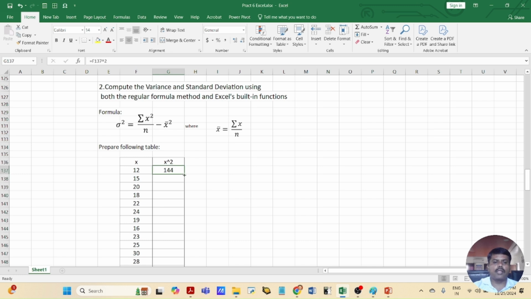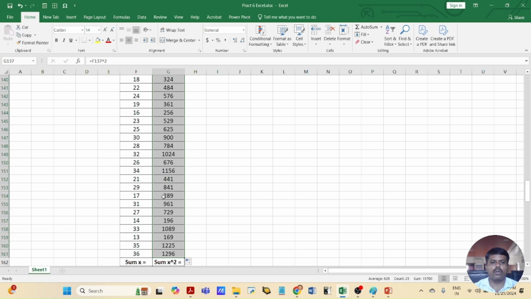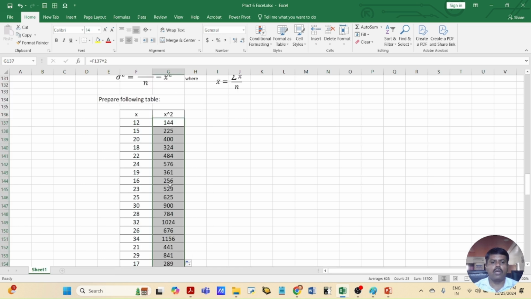Now we have to drag this cell down, now drag down this cell to get all square values up to the last row. So in this way we found the square of all values. Once we give the formula for x square in the first cell, we can use that formula in the next cell by dragging down.